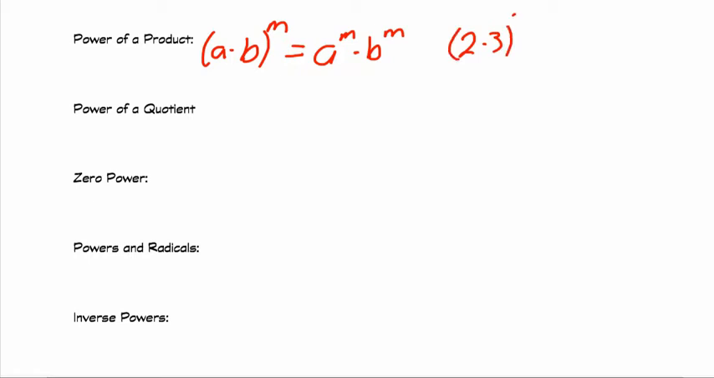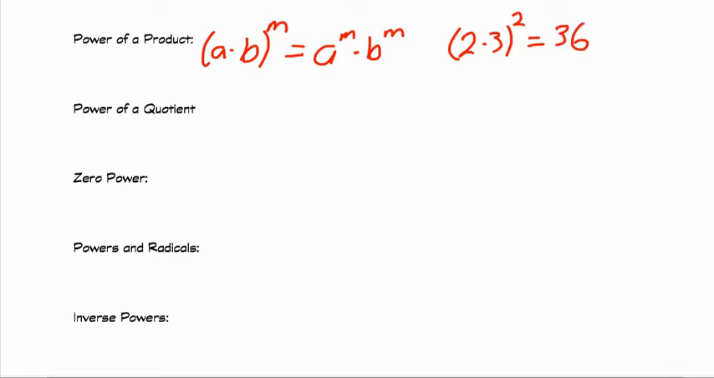When you have a product, say a times b, and you are taking the power of that product, say you're taking that to the power of m, this is the same as taking a to the power of m times b to the power of m. Okay? So for example, if we have 2 times 3 to the power of 2, well, we know this is 6 squared, which is 36.